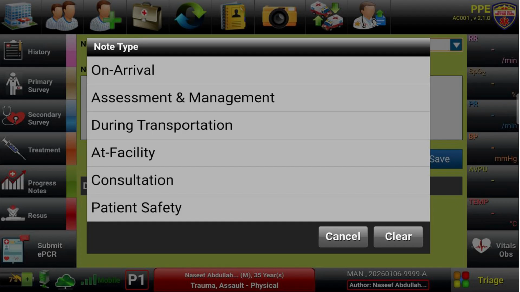Assessment and management include all assessment findings, all interventions performed, recorded in a sequential manner, following an ABCDE approach. Clearly differentiate between assessment and management, ideally submitting these as their own entries.